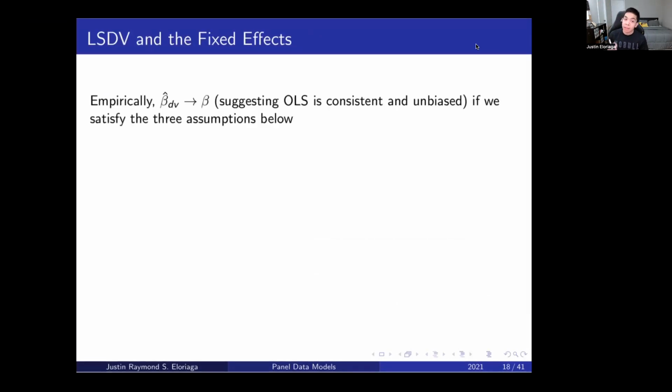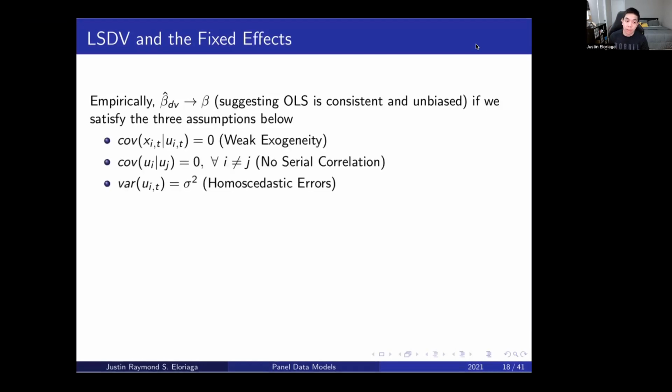Empirically, the least squares dummy variable estimator, just by using dummy variables, is consistent, approaching the true beta, suggesting that OLS is consistent and unbiased if the following assumptions are satisfied. One is weak exogeneity, that is, the regressors and the true error term, the panel error term, must be uncorrelated. The error terms across i and j, across many time periods, must be unrelated. And the variance of those errors must be homoscedastic, that is, the variance must be constant, okay?